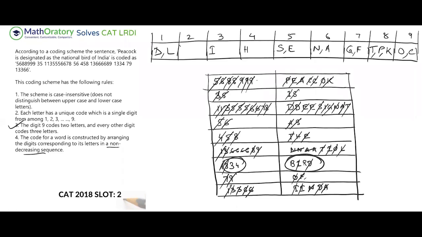So it will be B or D here, and this will be D or B here. So this is what we have for this code. Nothing else can be figured out because everything is solved now. So let us now get into the questions.